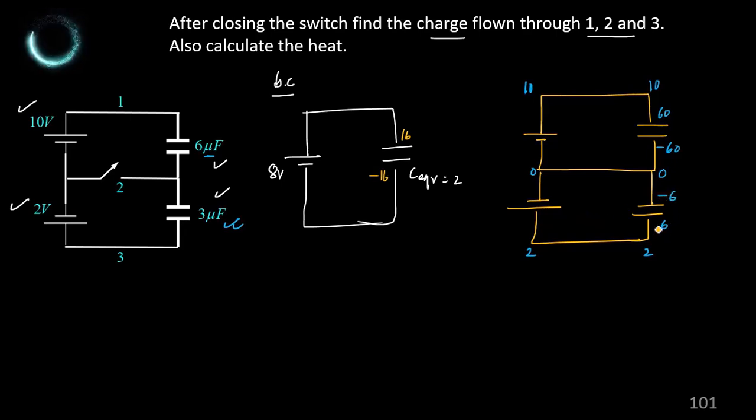Okay. So I am not writing the microcoulomb every time. So understand that. So this is the charge. Okay. So correspondingly, now I can calculate what is the final charge. Okay. Final charge is 60 and minus 60 like this.